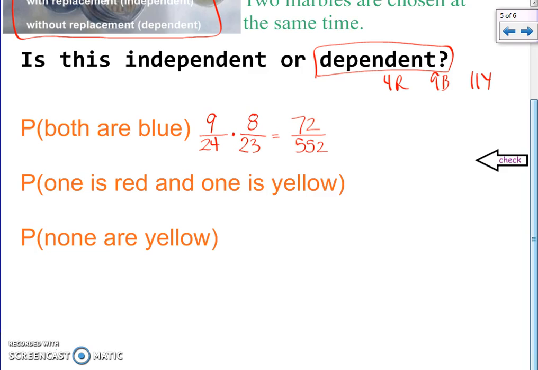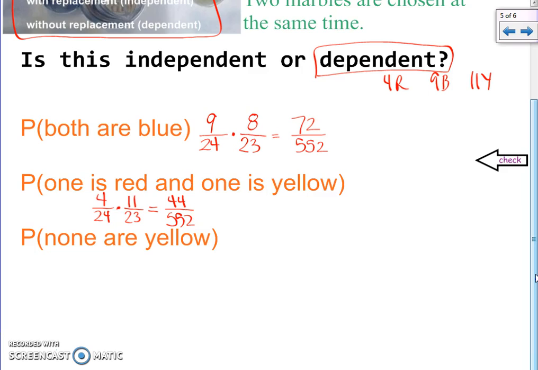Okay, what is the probability that one is red and one is yellow? What do you think? 4 out of 24. 11 yellow out of 23. So one red and one yellow. Okay. Now this isn't the total answer, but we're going to go with it for now and we'll come back to it. Okay, same denominator. And we got 44.